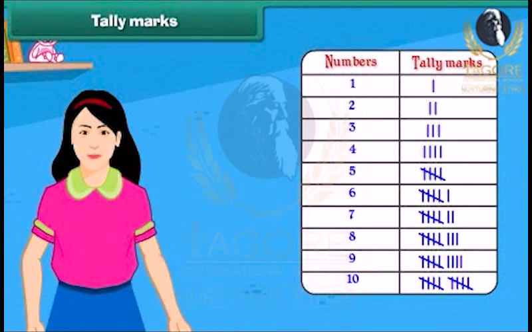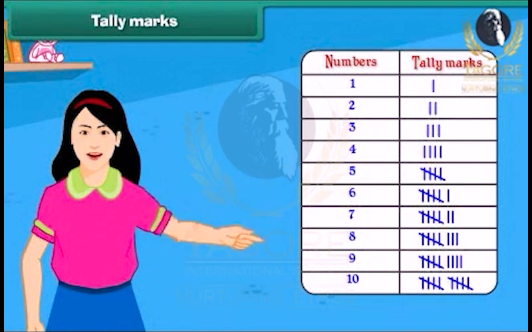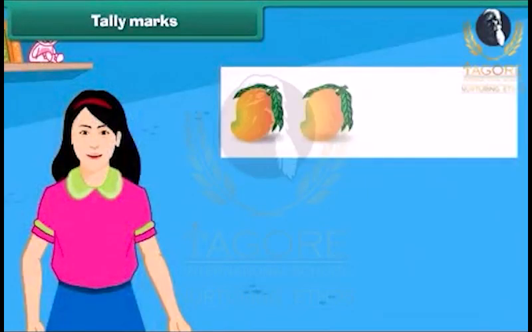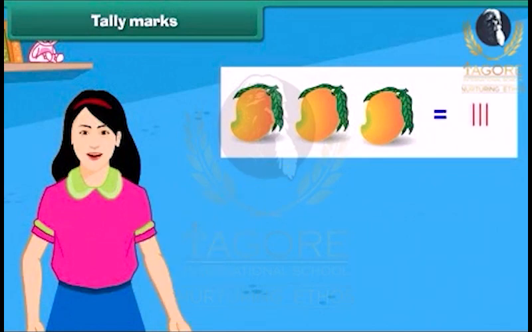While representing 5 objects, 4 vertical lines are drawn and a 5th diagonal line cuts the 4 vertical lines. For example, to count 3 mangoes, we make 3 tally marks. Let's do an activity to prepare a tally chart.